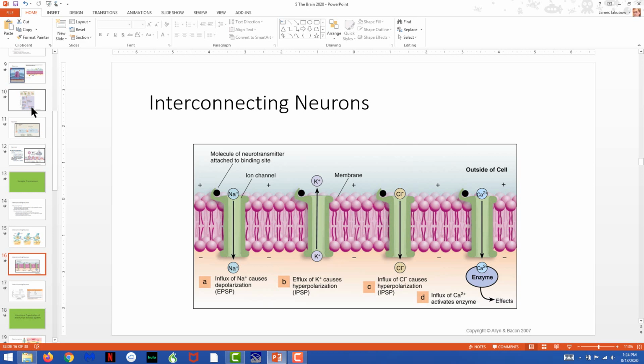So there are channels where potassium will leave. What happens if potassium leaves a cell? Well, the inside of the cell is -70. You do have positively charged ions in there, which are potassium. Now, if you open up a potassium channel and you start letting the potassium leave, the inside of the cell actually becomes more negative. So now look at the name. That's called a hyperpolarization, or an inhibitory postsynaptic potential, IPSP.